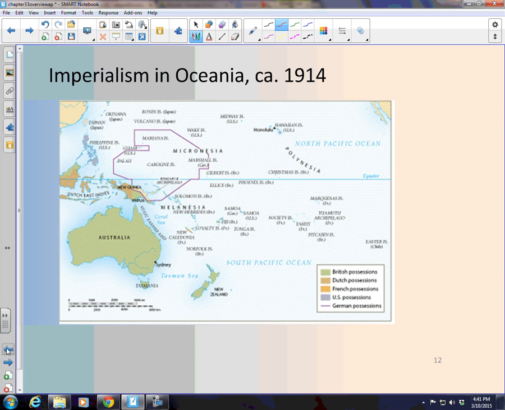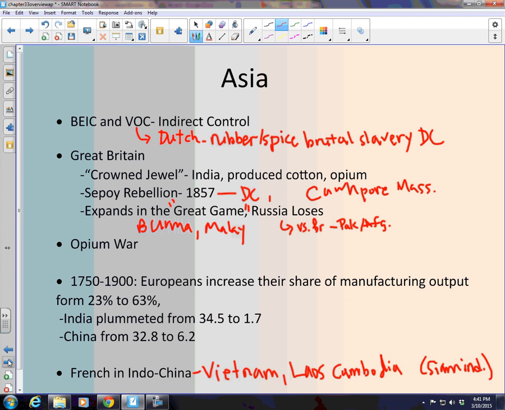In Oceania, much of the same thing was happening. You can see Australia was controlled by the British. These islands, many of them were used to produce sugar, and there was a massive die-off of persons because of imperialism at this time. So, in Asia, colonies started with indirect control. India fell under British control in the 1700s and became the jewel of the crown.